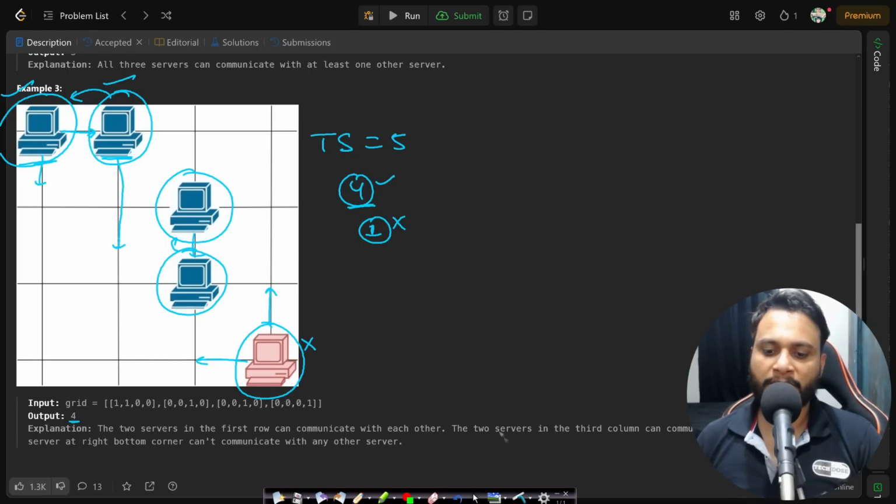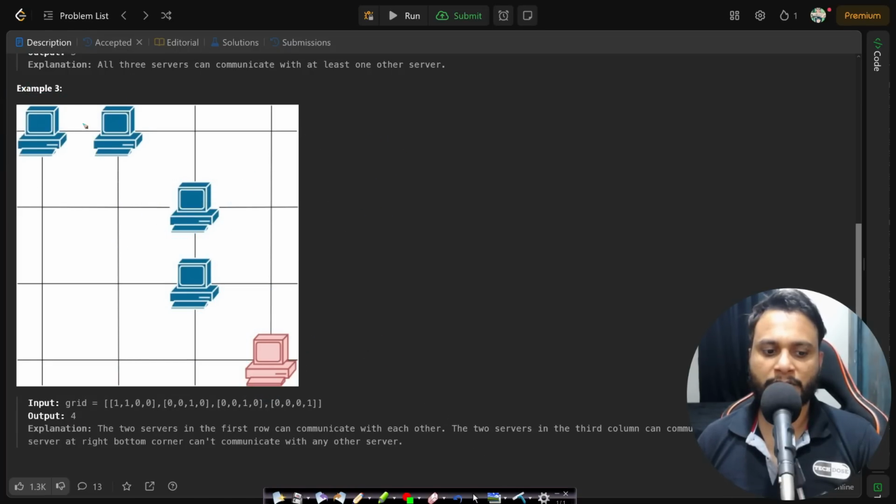Now what is the idea behind solving this problem? You can just iterate for every server through the entire row and the entire column in order to find out if there is any other server. And what will be the length? It will be order of m plus n.